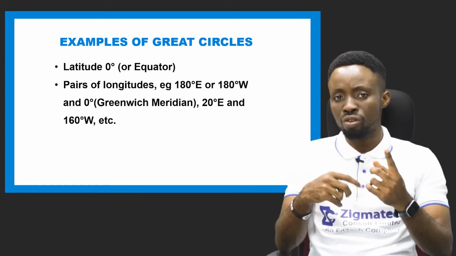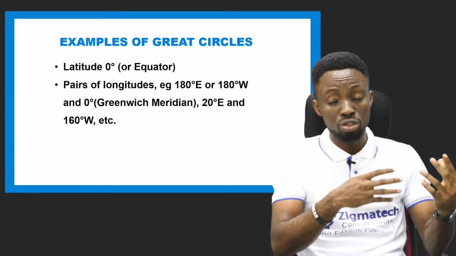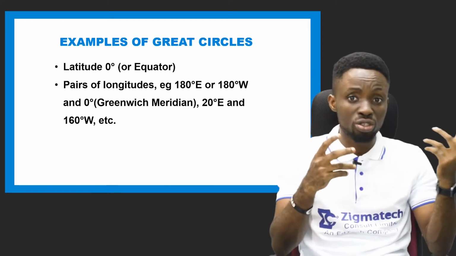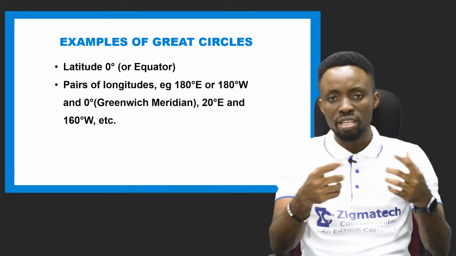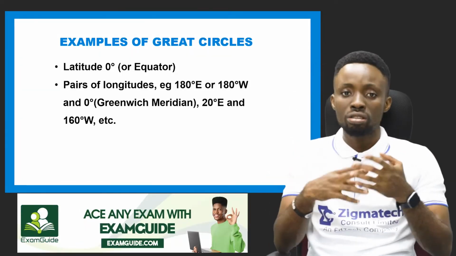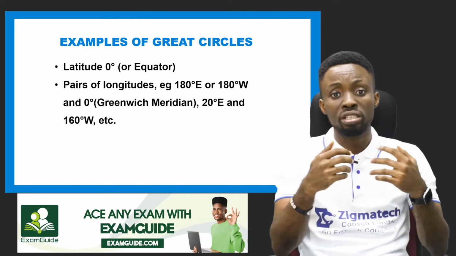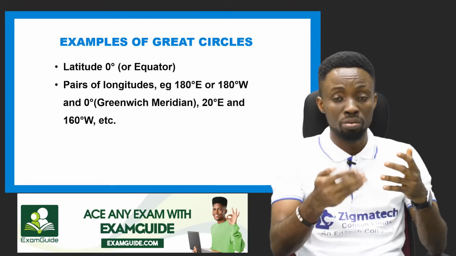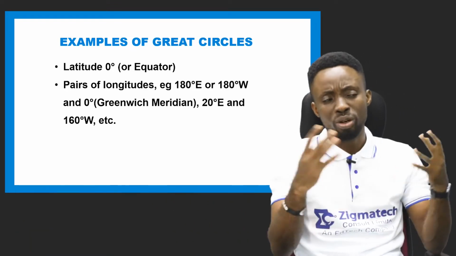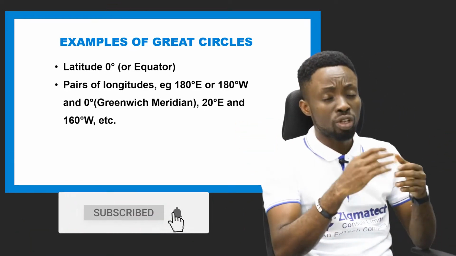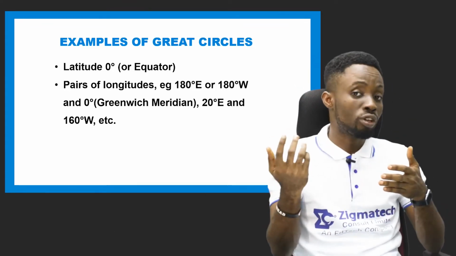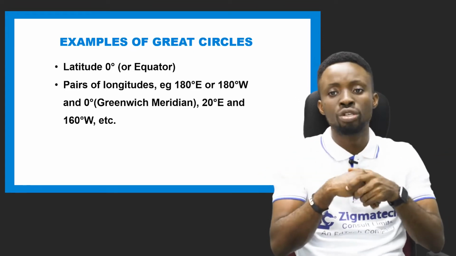Now let's look at longitude 0. The complement of it is longitude 180 degrees. So longitude 0 and 180 degrees, either east or west, is a great circle. Then we also have 20 degrees east and 160 degrees west. Those two lines are great circles because they combine to give a full circle that divides the earth into two equal halves. Then we can also have other examples like longitude 140 degrees east and longitude 40 degrees west. It's also an example of great circles.